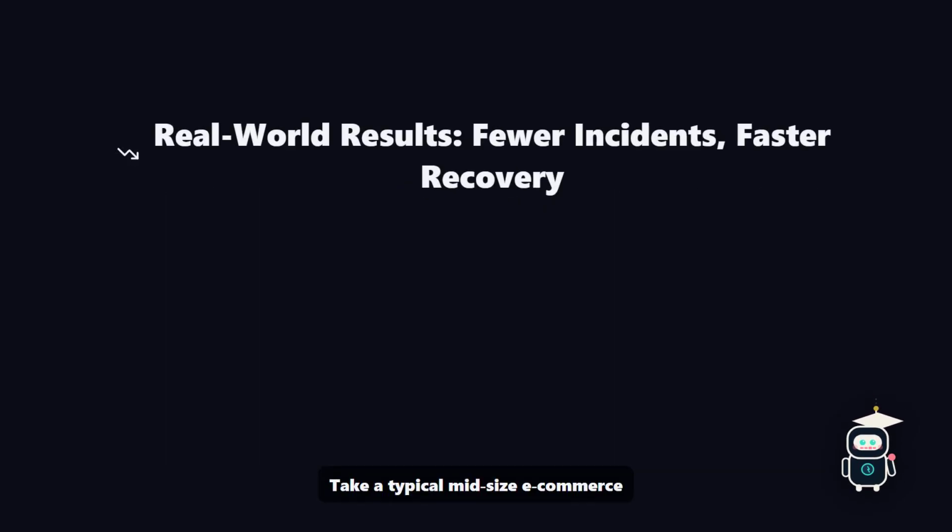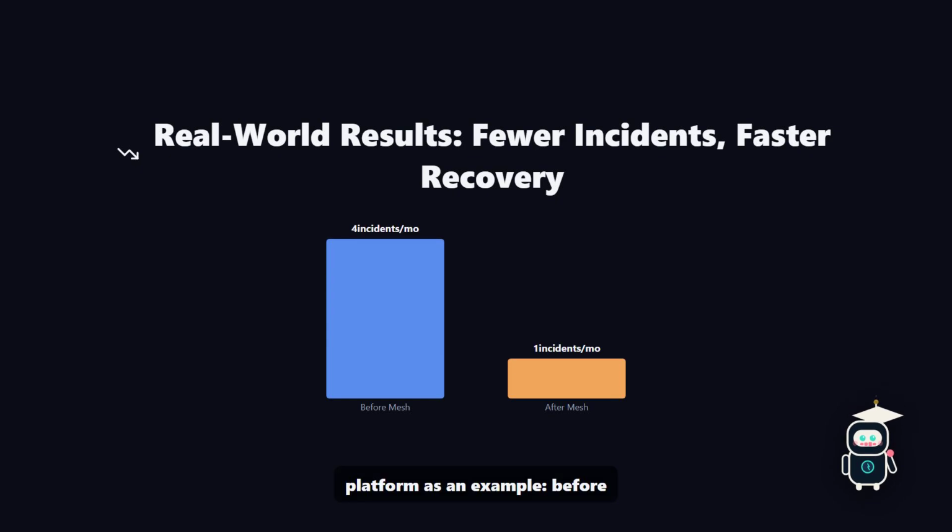Take a typical mid-size e-commerce platform as an example. Before Helm and Istio, they struggled with deployment-driven outages, averaging 4 incidents per month, each causing a 30-minute hit. After adopting Helm for immutable versioned releases and Istio for circuit breakers and canary rollouts, they cut incidents to less than 1 per month and recovery times to under 5 minutes. The bar chart shows that drop, the difference between firefighting and sleeping through the night.